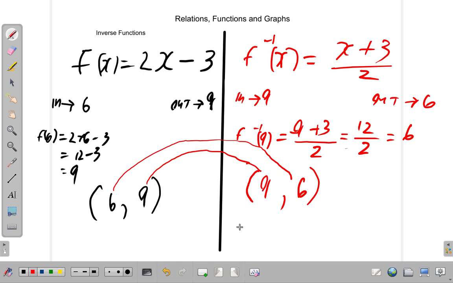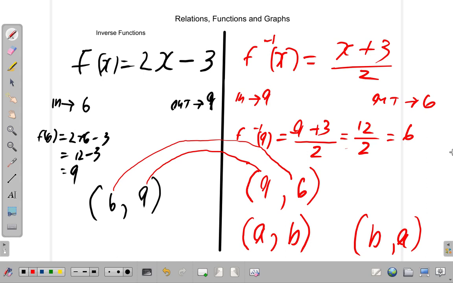So basically, if you have two numbers, A and B, the function works on A and gets out B. The inverse of the function will work on B and get out A. So you're switching around these numbers. So the inverse function does the reverse of the original function. The function takes an input and gets an output. The inverse takes the output of the function and gets an input.